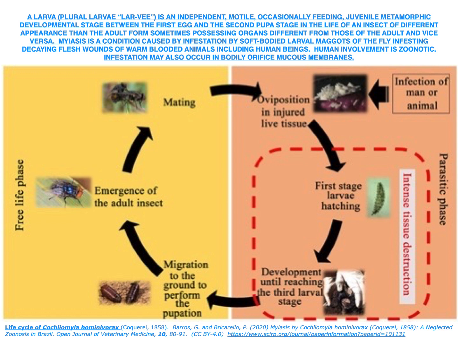Myiasis is a condition caused by infestation by soft-bodied larval maggots of the fly, infesting decaying flesh wounds of warm-blooded animals, including human beings. Human involvement is zoonotic. Infestation may also occur in bodily orifice mucous membranes. Life cycle of Cochliomyia omnivorax: the free life phase and the parasitic phase.